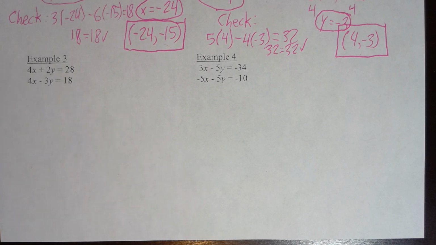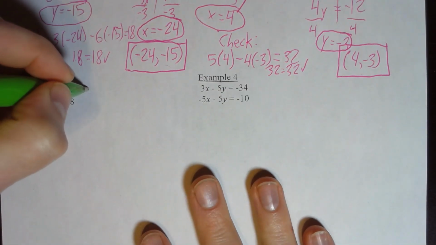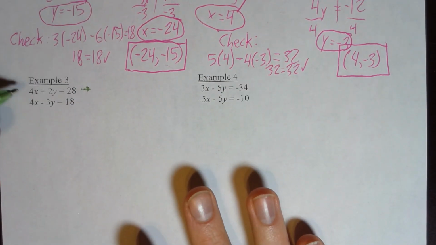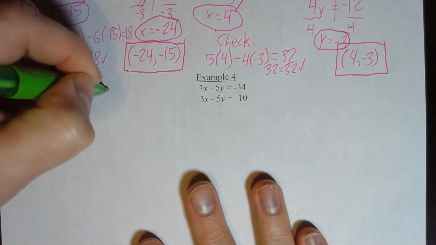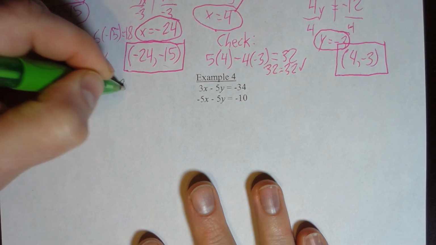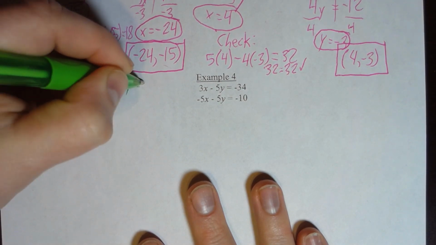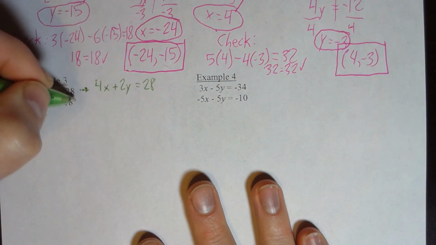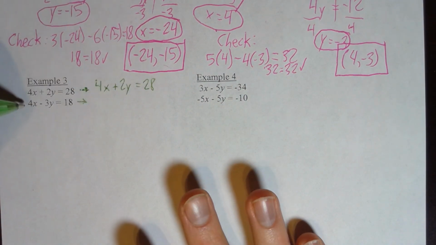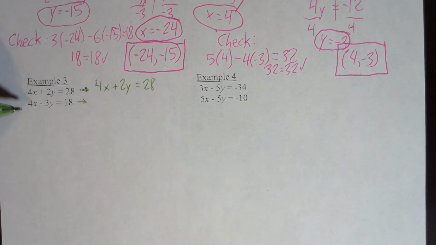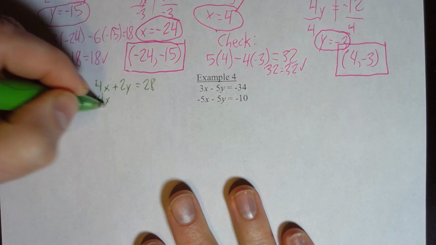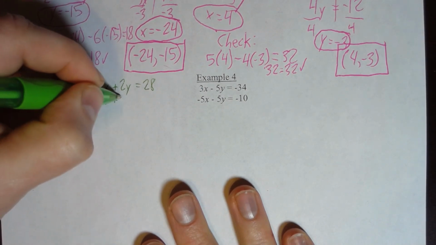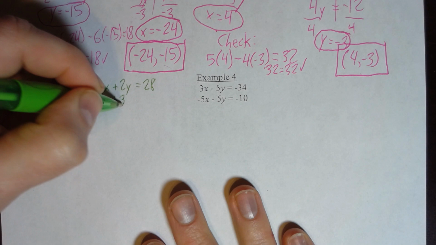So instead of doing that, I'm going to just rewrite these equations real quick, but I'm going to make one of them opposite. So I'm just going to change this second one. So I'm just rewriting my first equation. This is 4x plus 2y equals 28. And this equation right here, I'm going to change all the signs. I'm going to multiply both sides by negative 1. So this becomes a negative 4x. This becomes a positive 3y. And this becomes a negative 18.